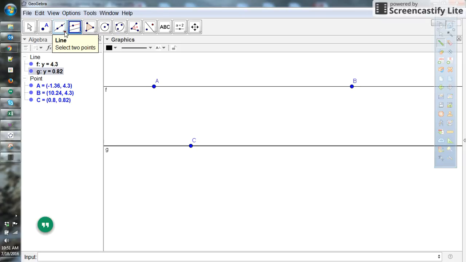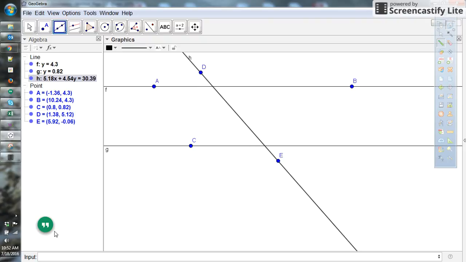Now I need a transversal. A transversal does not have to intersect at any specific angle. It just needs to cut through. So I'm just going to quickly draw something up. Okay, they named this line H. And you can see it just cuts through.